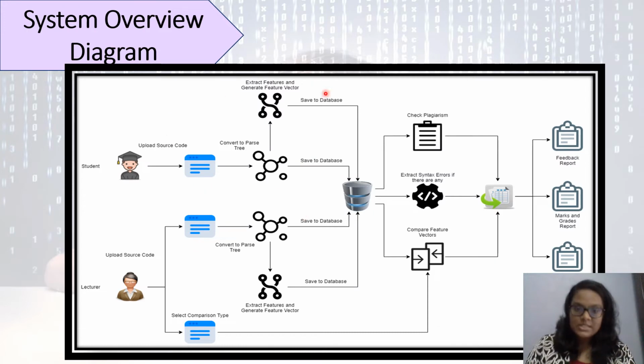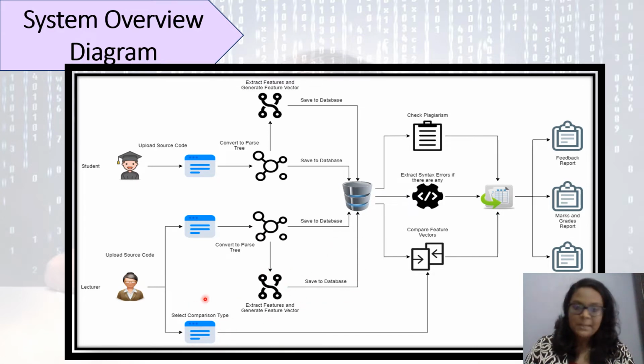So this is the overall system overview diagram of our system. Initially, the student logs in to the interface and uploads their answer script. That source code gets converted into a parse tree, some features are extracted from it, and a feature vector is generated and stored in the database. Similarly, when the lecturer logs in, he too uploads his answer script, which gets converted into a parse tree. Features are extracted, and a feature vector is generated and stored in the database.